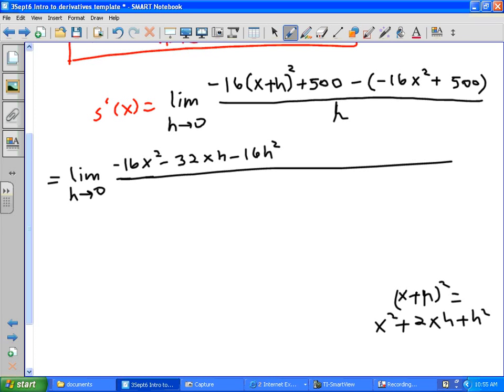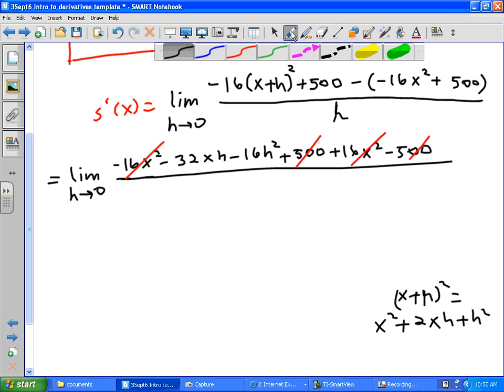Okay, then what else should I be writing based on the line above? Plus 500. And let's distribute our negative sign. Plus 16x squared minus 500. Who lost two terms? You did? Okay. Right. Okay, so let's cancel out. The 16x squares will be canceled, and the 500s will be canceled. Excellent suggestion. We still have an h on the bottom, right?